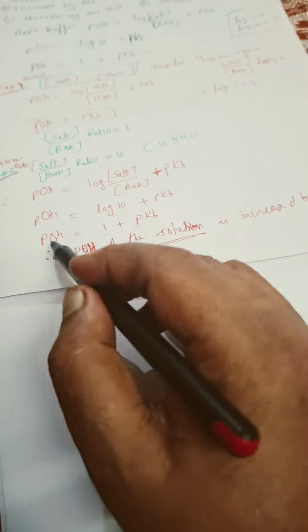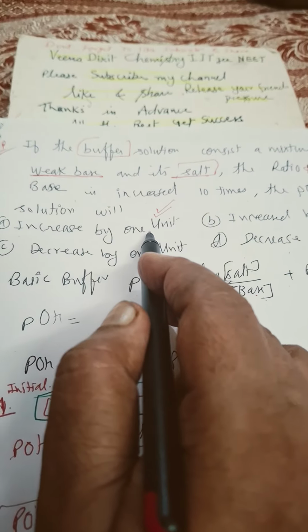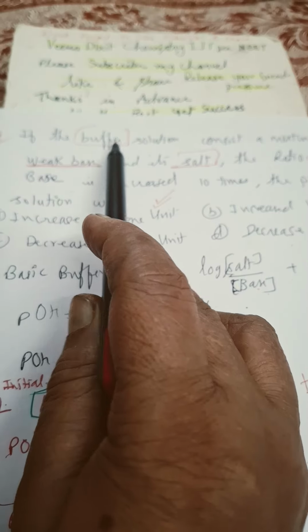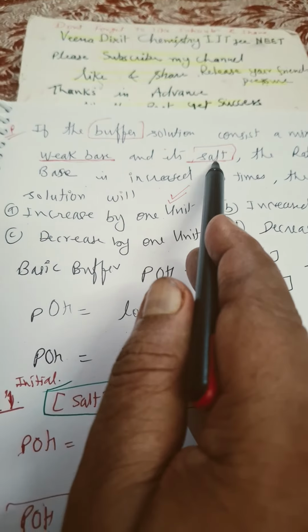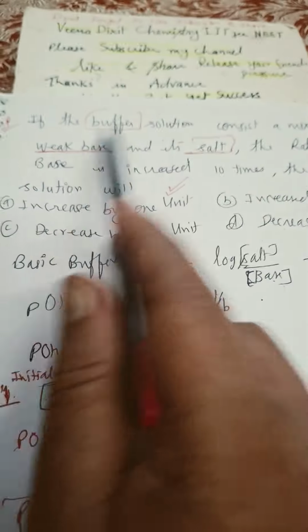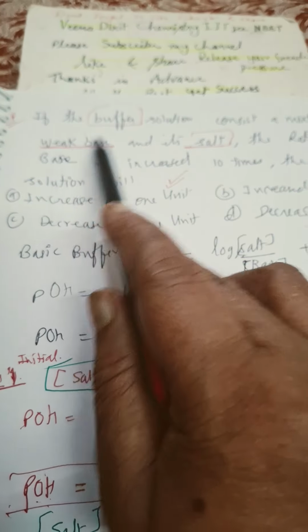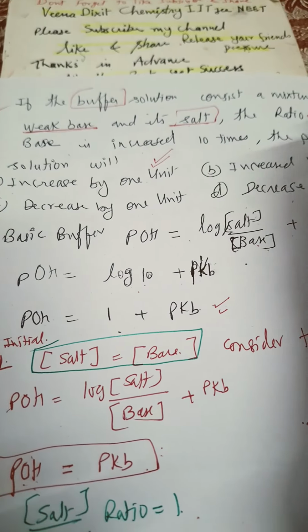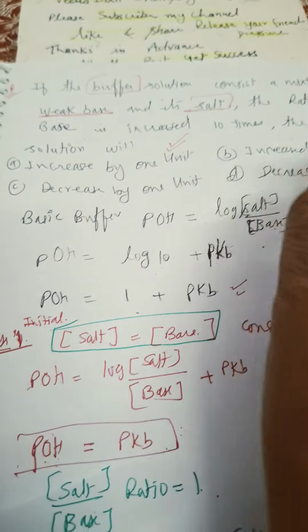Okay, only one. Here pOH is equal to pKb. Here pOH is equal to 1 plus pKb. So what is the correct answer here? Increase by 1 unit. Buffer solution here is made by weak base and its salt; weak acid and its salt, like this buffer solutions are formed. With weak base and its salt, if the ratio of salt and base is increased by 10 times, the pOH of the solution will be increased by 1 unit.